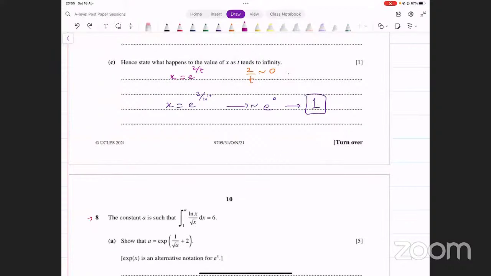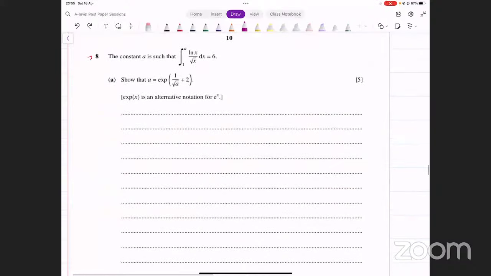Okay, let's move on. Question number 8. We again have integration. Okay, the constant a is such that integral of ln x divided by square root of x dx equals 6. This is what we are given. We need to show that a equals this thing.